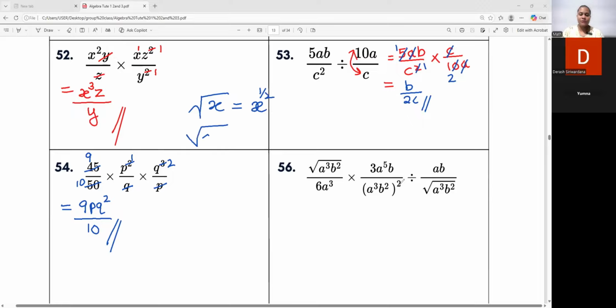Cubic root, we write 3 here. The meaning of this is x to the power 1 over 3. These are fractional powers. This root represents a fraction. Now we'll simplify it. So I can write it as a to the power 3, b to the power 2, all to the power half.